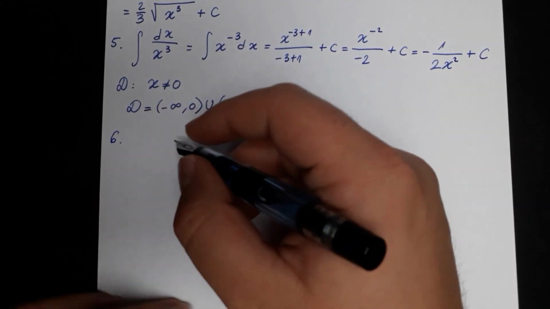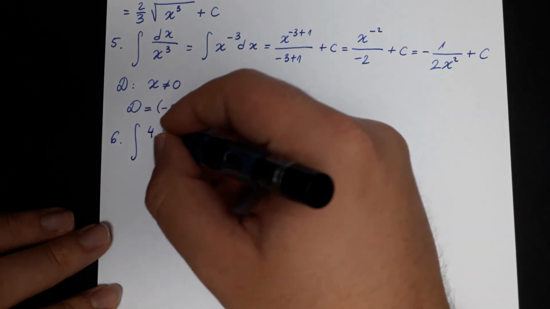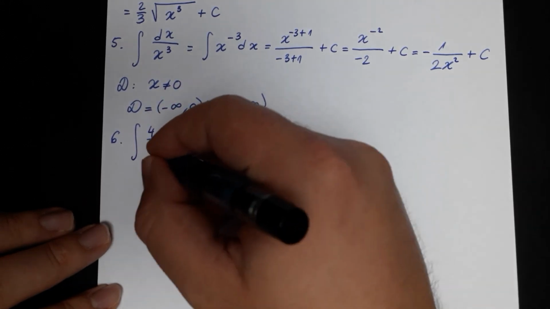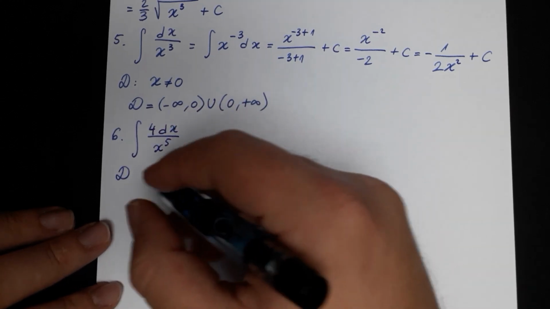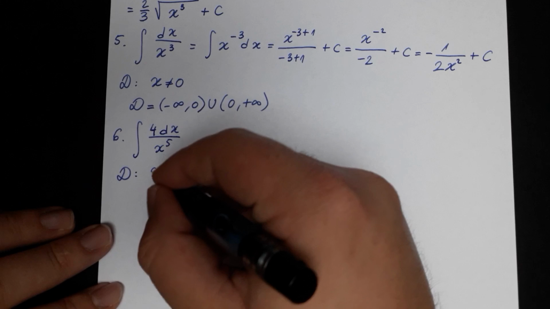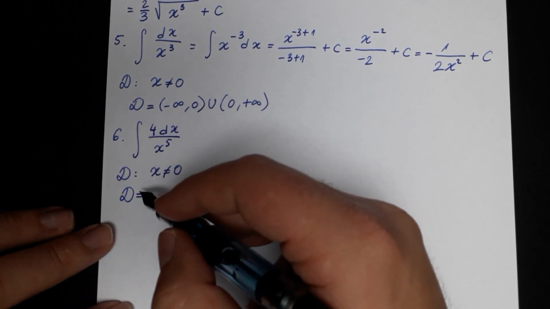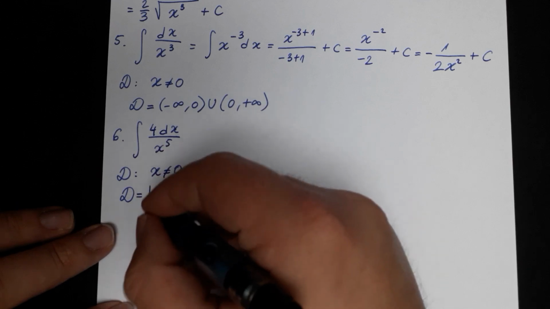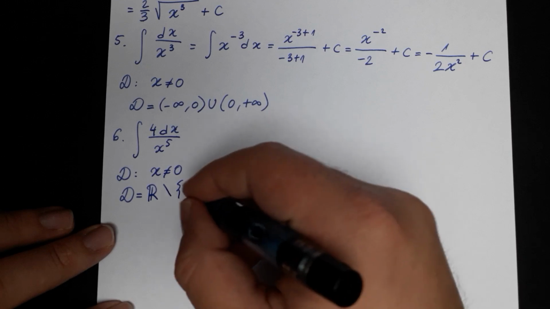The next integral which we have to solve is an integral of 4 dx divided by x to the fifth power. Again, we are dividing by x to the fifth power, so x has to be different than 0, which makes our area in which the integral is defined the set of real numbers when we exclude 0 from it.